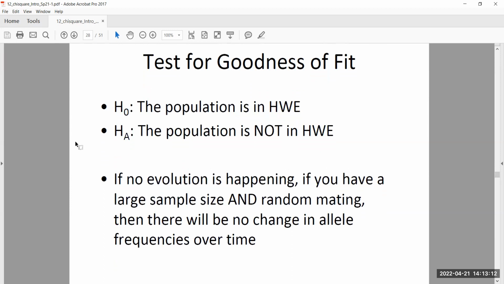All right, so we're going to write out our H sub A. We're going to write it out in words, and HWE is going to stand for Hardy-Weinberg equilibrium.